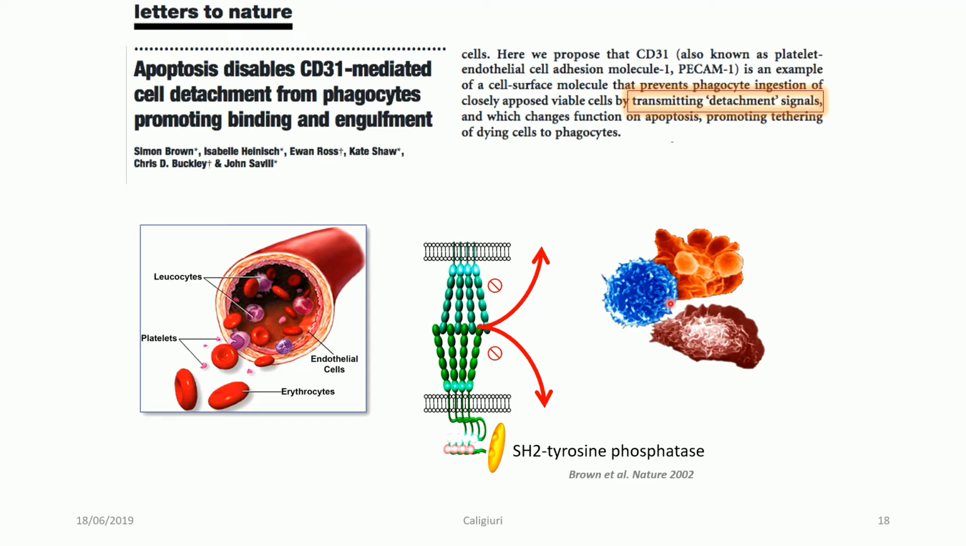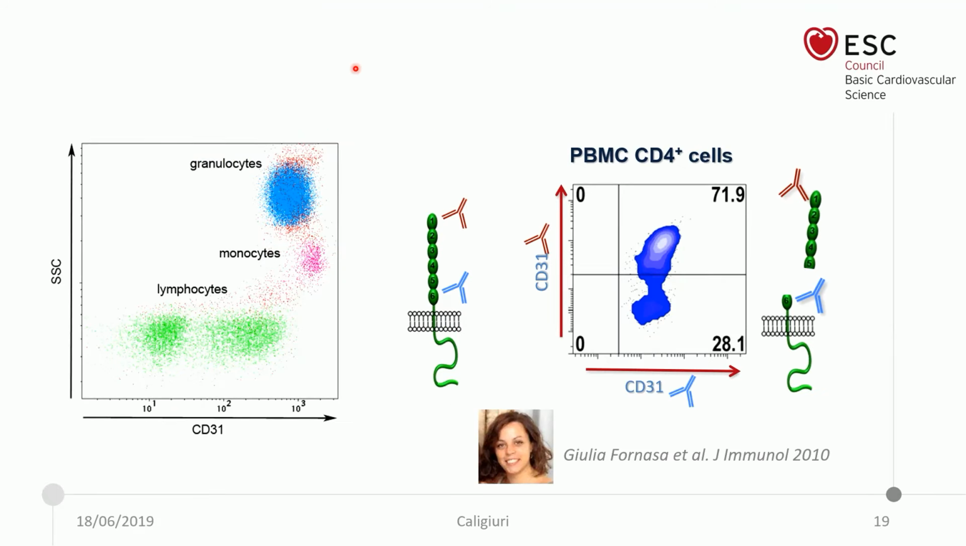So what they said was that when leukocytes are apoptotic, they cannot use anymore the detachment signal driven by CD31 because it is energy dependent. And this was the only way to get it published in Nature. Actually, this is not really true.